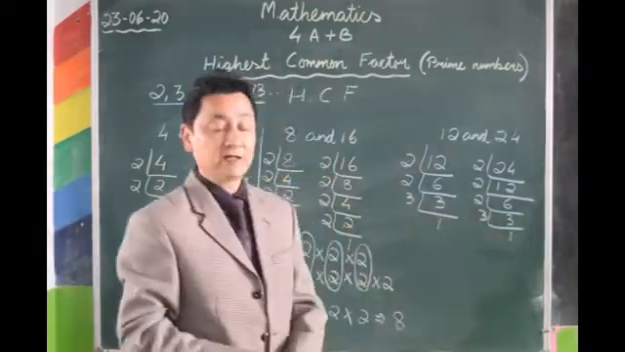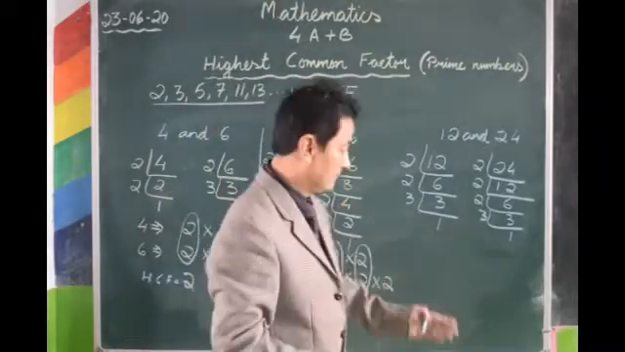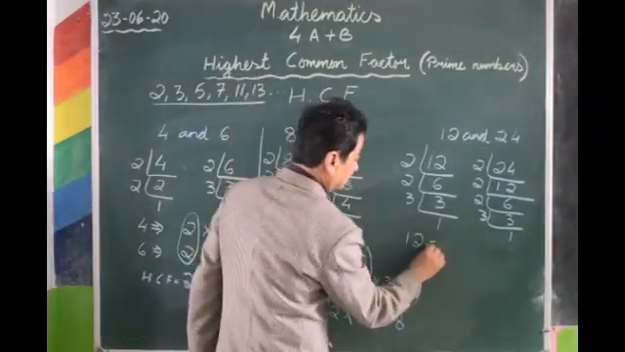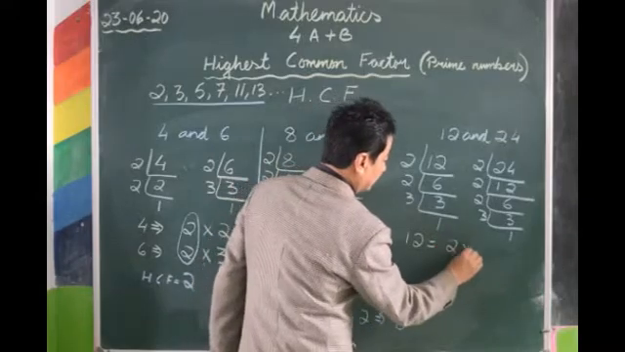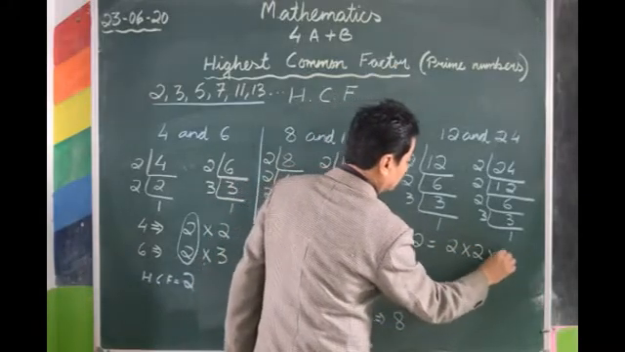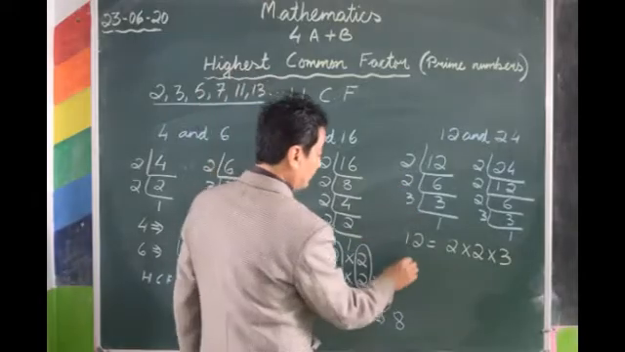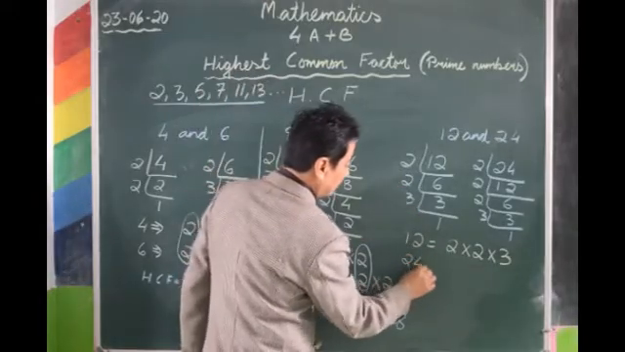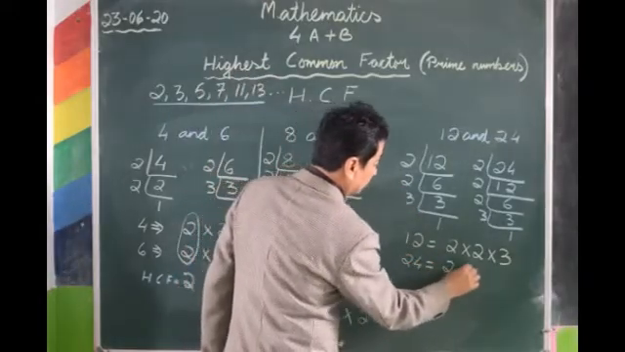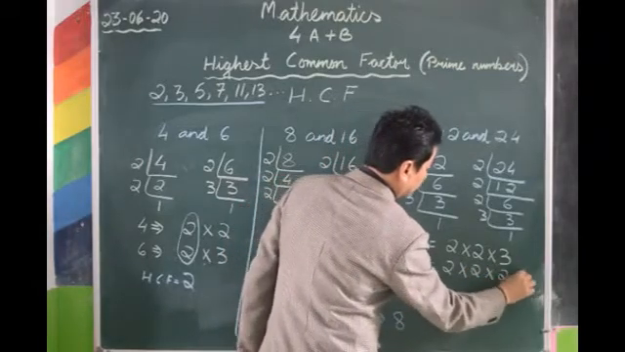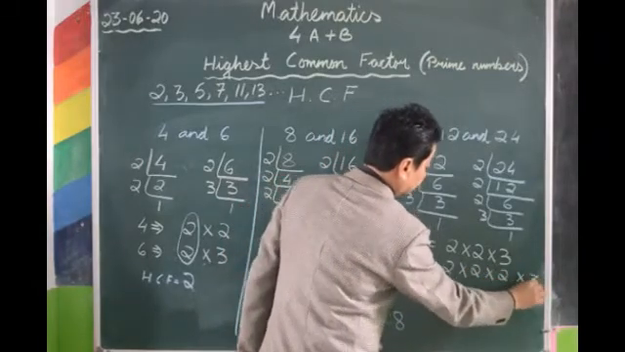Now we have finished finding the prime factors. Now we have to arrange them. Write, 12 equals 2 into 2 into 3. Now write the prime factors of 24. 24 equals 2 into 2 into 2 into 3.